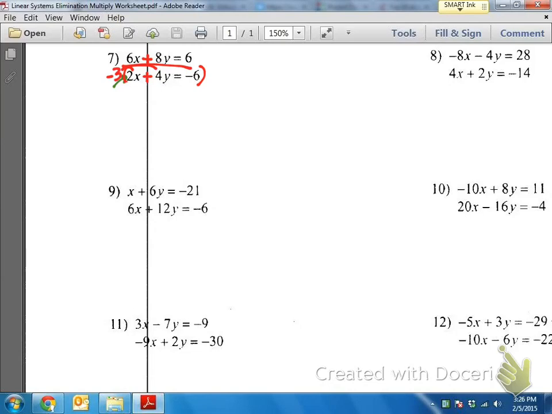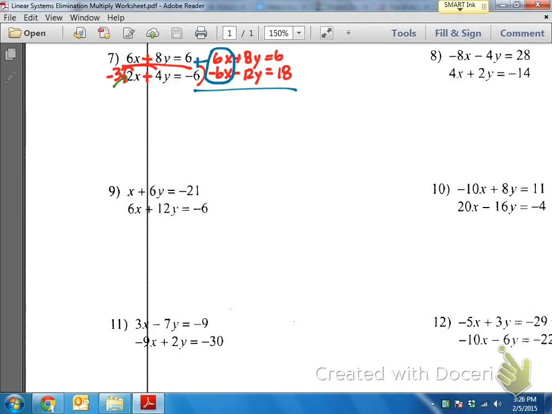The top doesn't change: 6x plus 8y equals 6. On the bottom, though, we're going to have negative 6x minus 12y equals positive 18. Again, the whole goal was that one of the equations has to be the inverse so we can cancel them out. So I changed the 2x to a negative 6x by multiplying by negative 3. Now that we have my inverse, let's add these together.